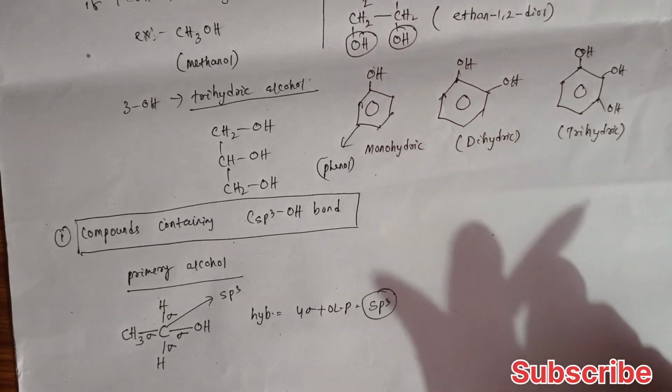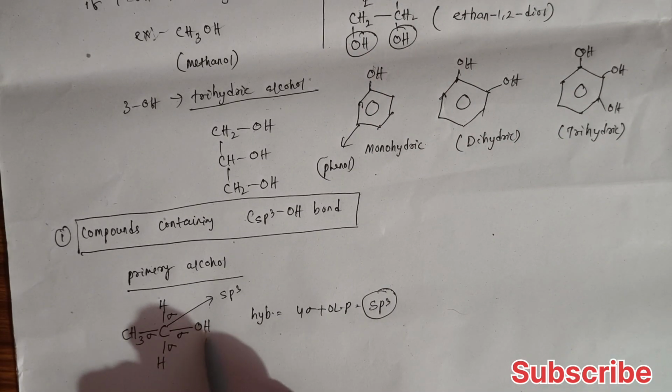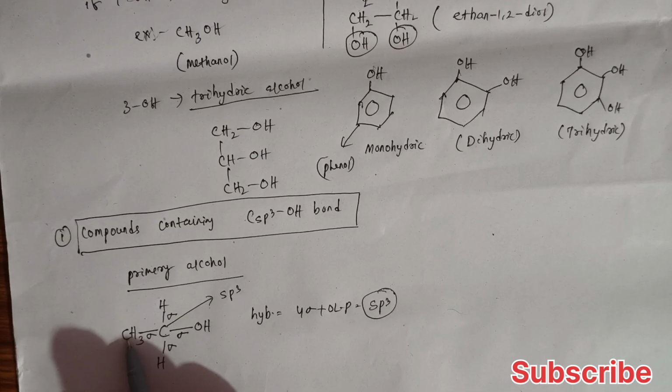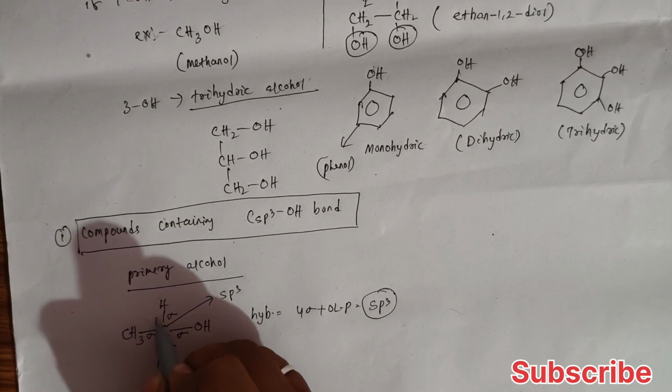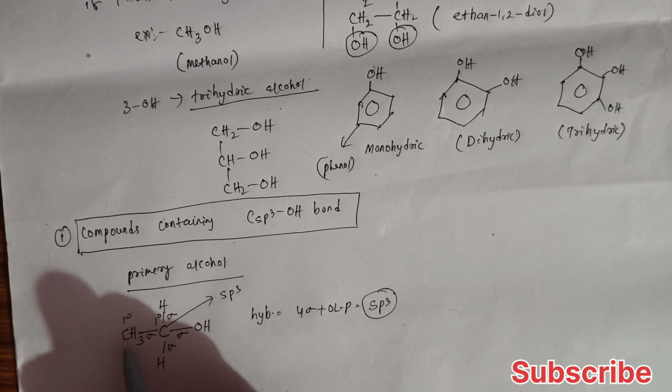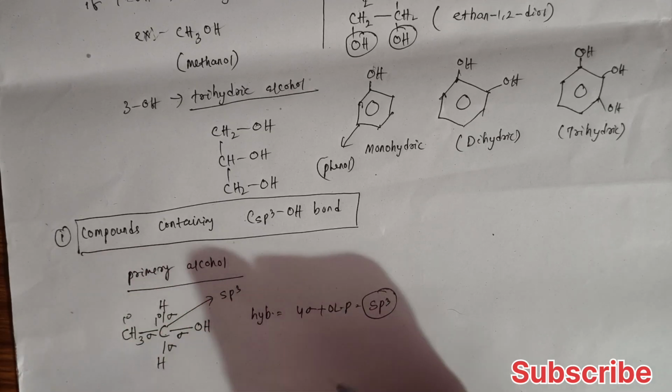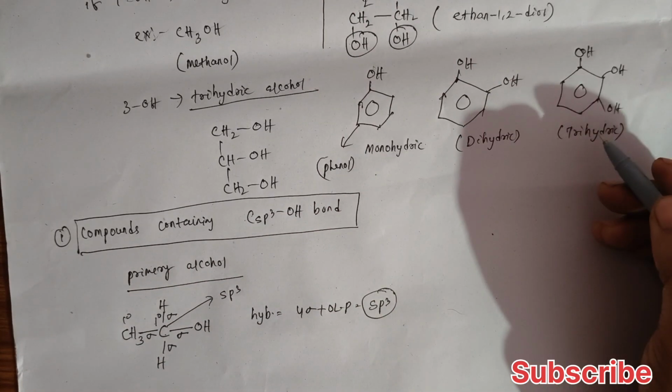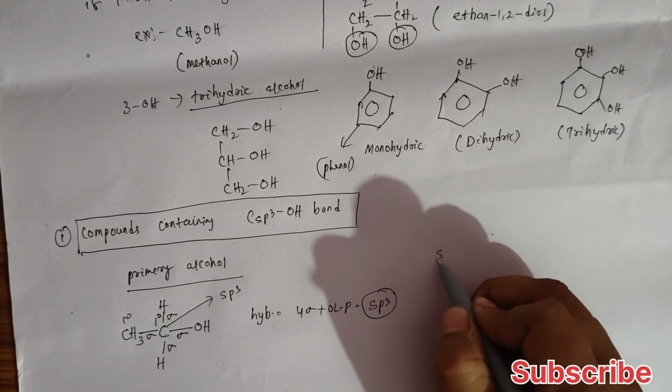Why is it called a primary alcohol? Because here the functional group OH is attached to one carbon atom which is also attached to another carbon atom. So these carbon atoms are called 1 degree. Why? When a carbon atom is attached to one carbon atom, that carbon atom is called a 1 degree carbon atom.